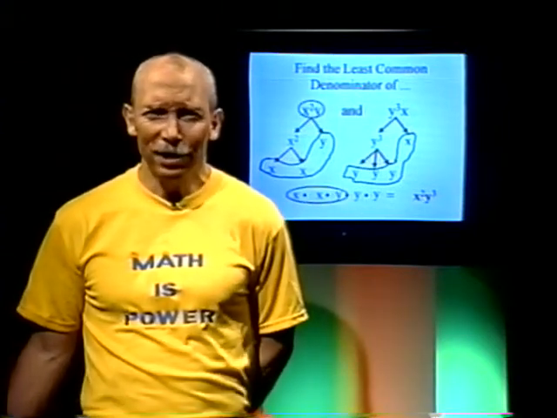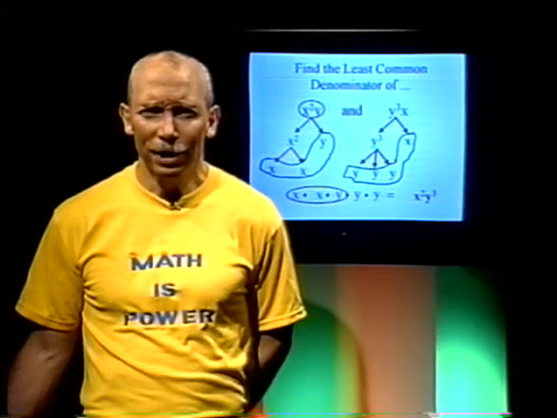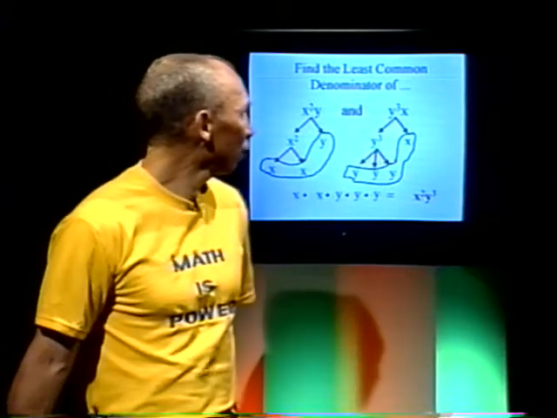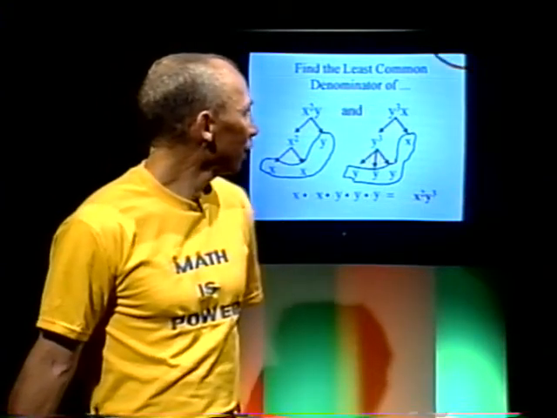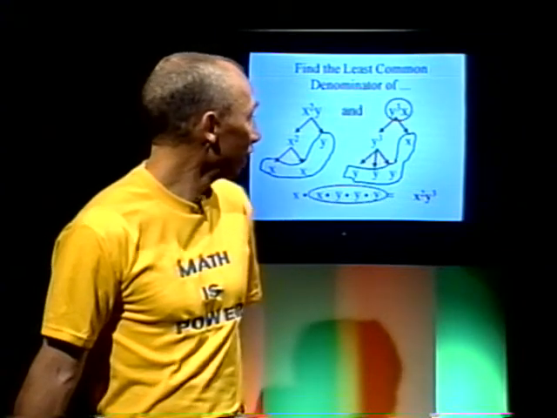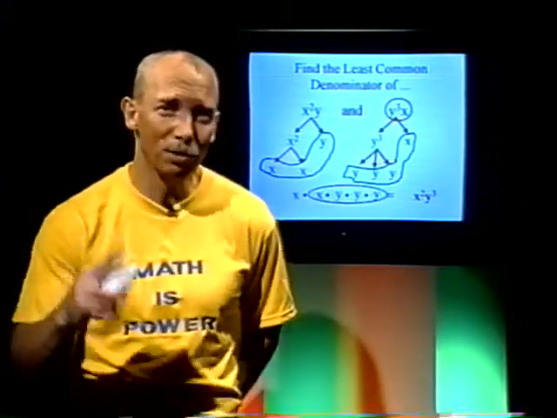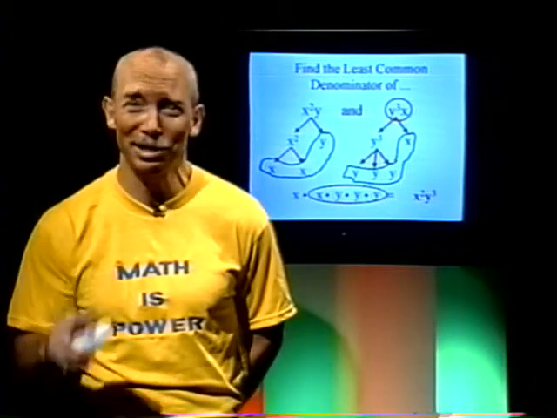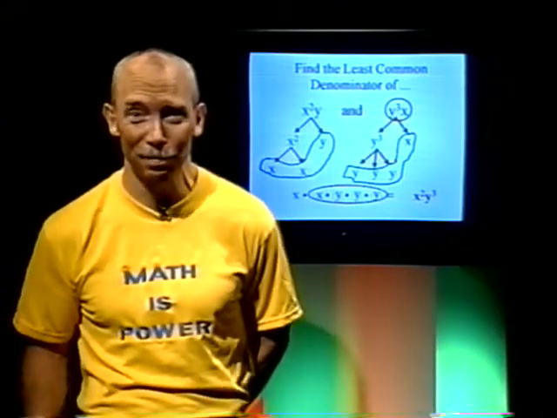Now I'm checking. Is x squared y in there? Yes, it is. I'm checking, is y to the third x in there? Yes, it is. And that's the smallest expression that they're both in. You always want things to be small because they're easier to deal with.